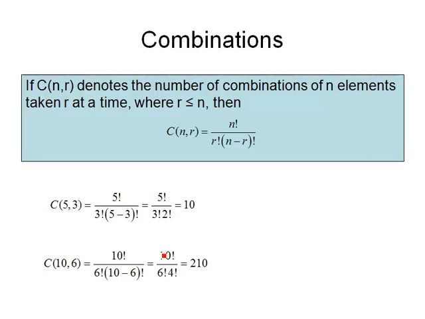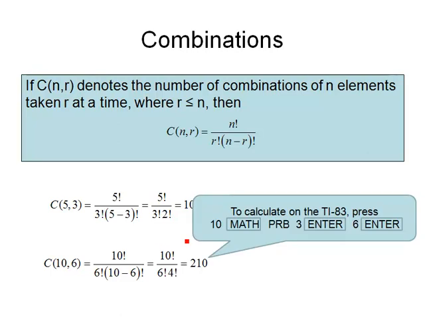So you can use this as a bit of an internal check when you're actually writing these things down. But for most of you, you'll be calculating these combinations by using your calculator. So in this case, we would type in 10, the Math button, go to the PRB menu, select nCr, which is the third choice, press Enter again, and then 6. Pressing Enter one more time will calculate the 210 that you see here.